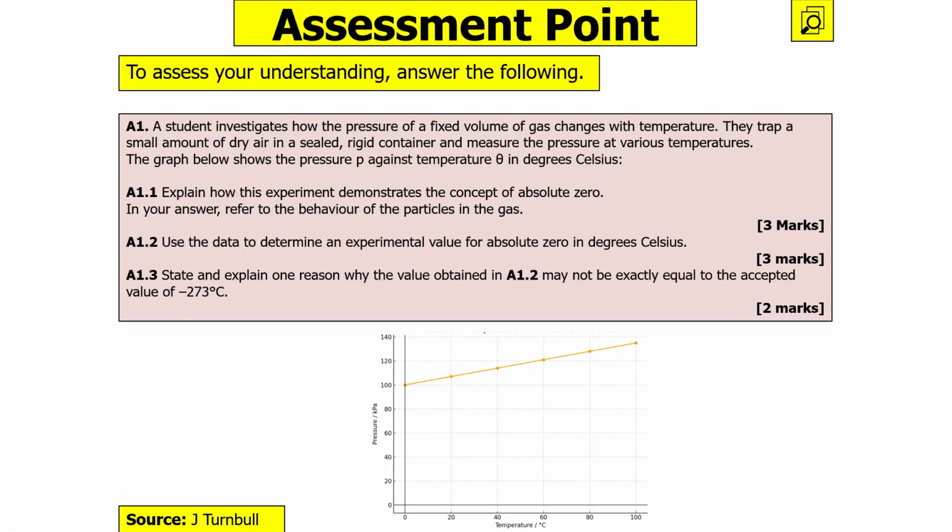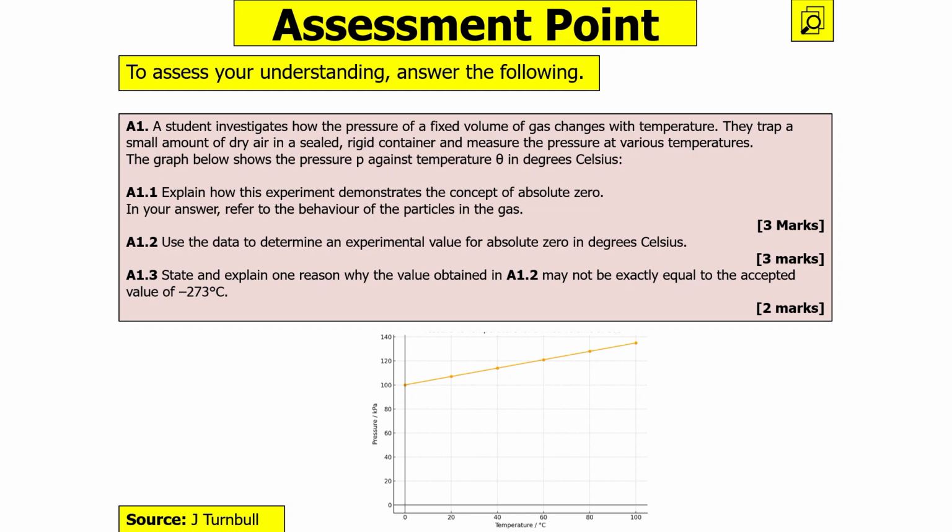A student investigates how the pressure of a fixed volume of gas changes with temperature. They trap a small amount of dry air in a sealed rigid container and measure the pressure at various temperatures. The graph below shows the pressure P against the temperature theta in degrees Celsius. Explain how this experiment demonstrates the concept of absolute zero. In your answer, refer to the behavior of the particles in the gas. Use the data to determine an experimental value for absolute zero in degrees Celsius.